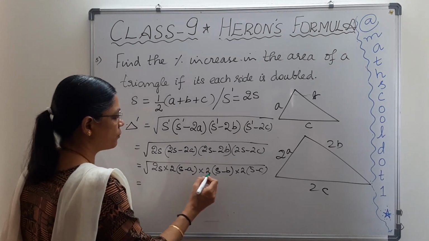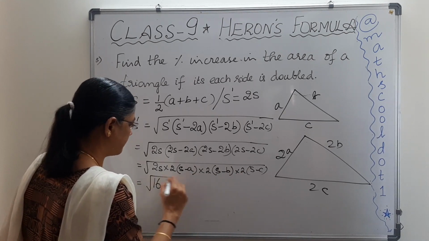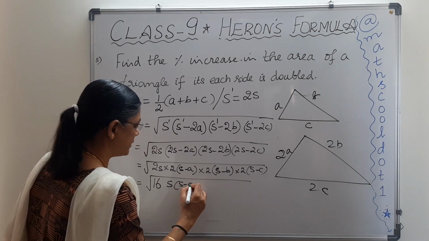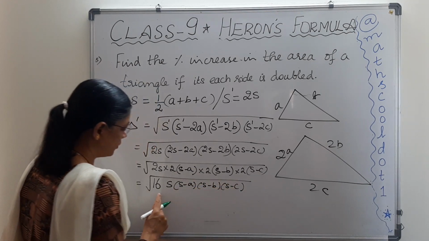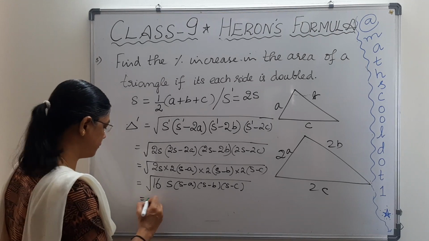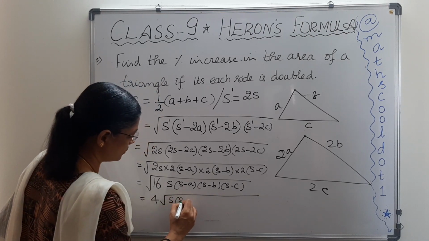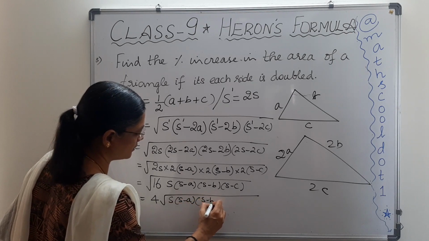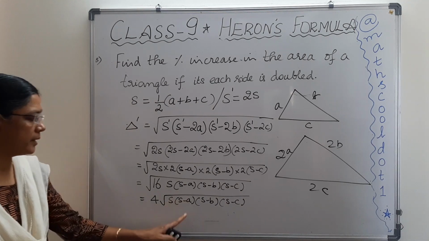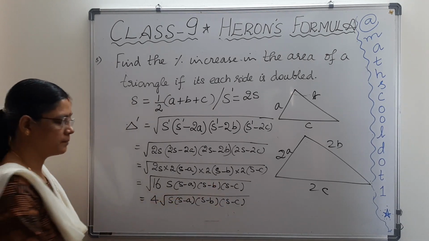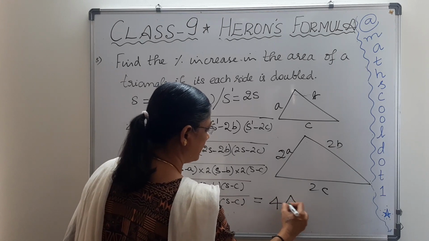Now we take those 2's outside. 2 into 2 is 4, 4 2's are 8, 8 2's are 16. So 16 s into s minus a, s minus b into s minus c. What is root 16? It is 4. 4 into root of s into s minus a, s minus b into s minus c. But see, root of s into s minus a, s minus b, s minus c is the original area, isn't it? That is the del.